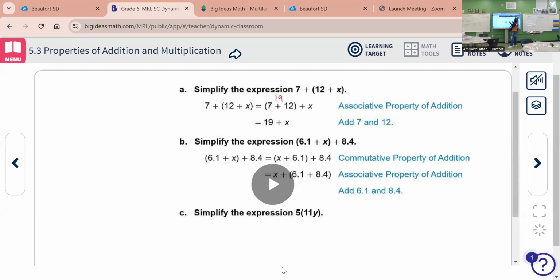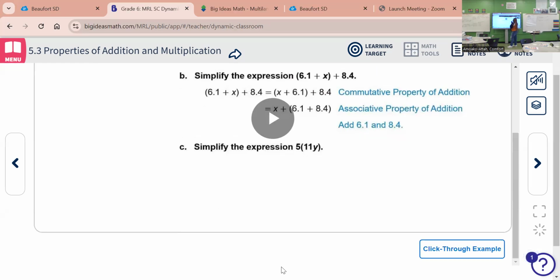Then we have 5 times 11y in parentheses. So use the associative property to regroup this. That will be the assignment. So I'm going to get 5 times 11 times y. So associative property means you group them. That means we are going to regroup this one.